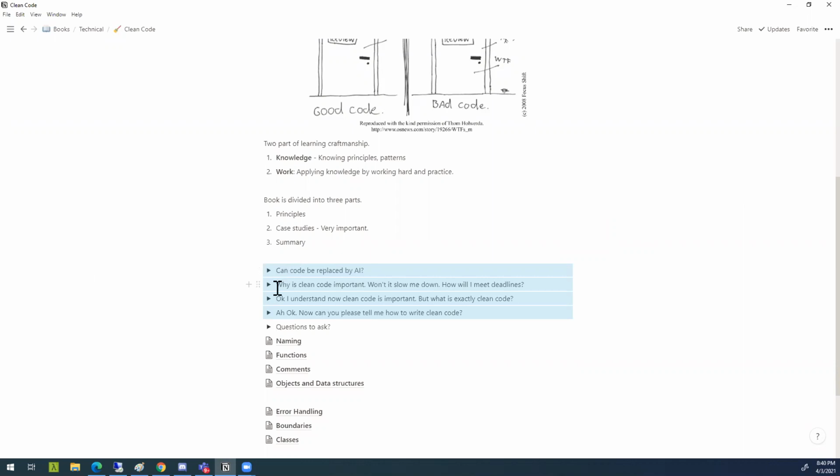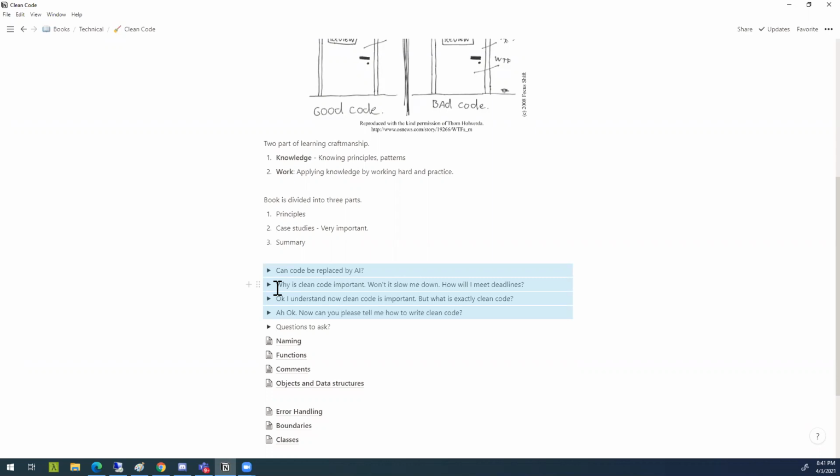Then second, we will discuss: if we have to write code, why is clean code important? If I'm focusing too much on writing clean code, won't it slow me down? Obviously I would have to give more thought to writing the code and write it more carefully, but in my organization, I have these deadlines. So how will I meet the deadlines? We will see why clean code is actually important. Then, after this second point, we all agree that although we have to meet the deadlines, still we need to write clean code.